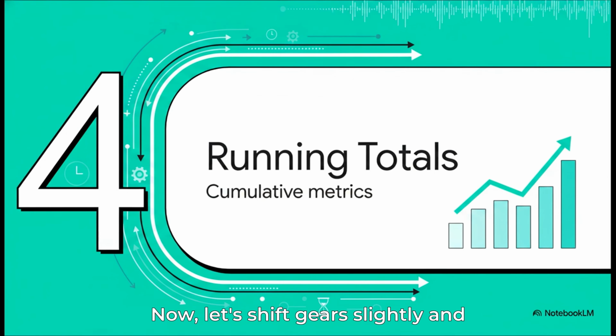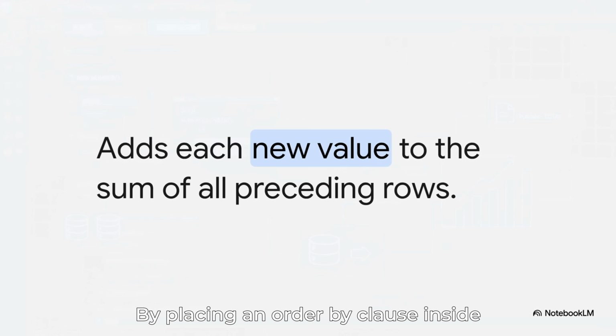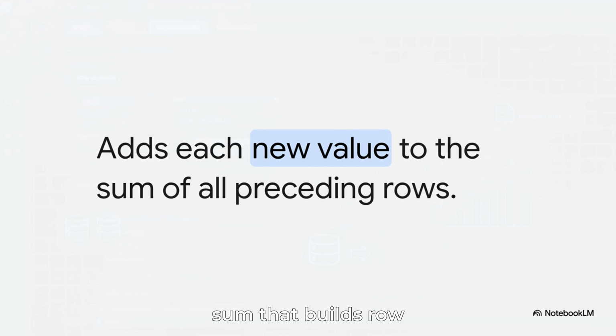Now, let's shift gears slightly and look at tracking with running totals. This concept is absolutely vital when a client asks about their account balance or accumulated charges over a specific billing period. By placing an order by clause inside the over window for a standard sum function, we completely change its behavior. Instead of just giving us one giant grand total at the bottom, it gives us a running, cumulative sum that builds row by row chronologically.